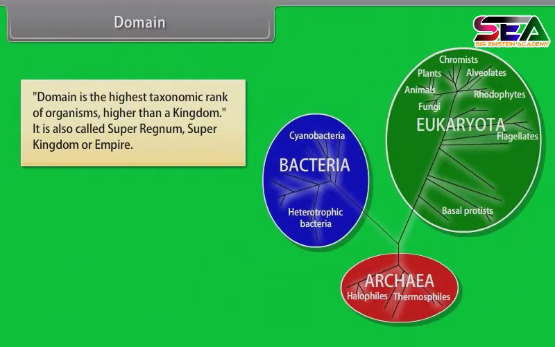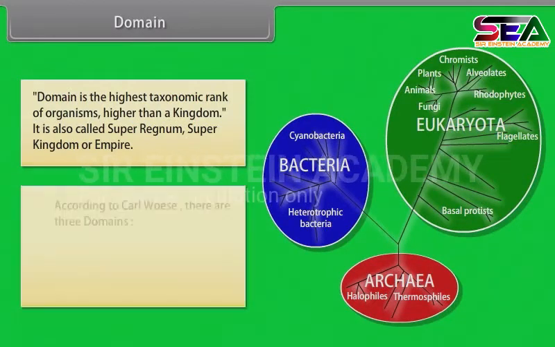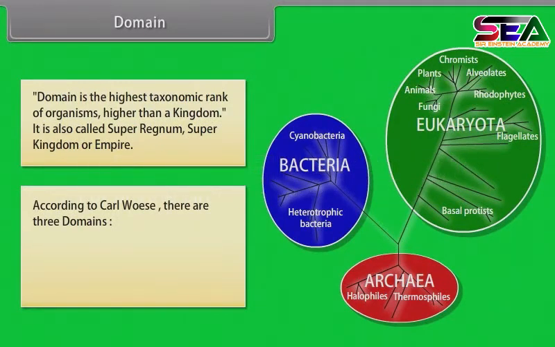Domain. Domain is the highest taxonomic rank of organisms, higher than a kingdom. It is also called superregnum, superkingdom, or empire. According to Carl Woese, there are 3 domains: Archaea, Bacteria, Eukaryota.